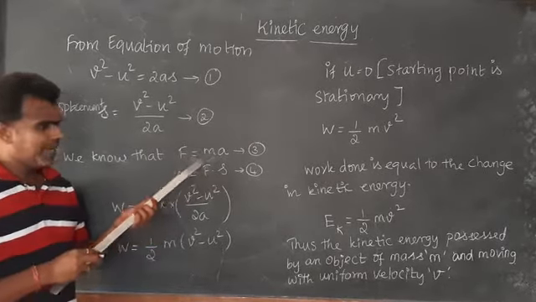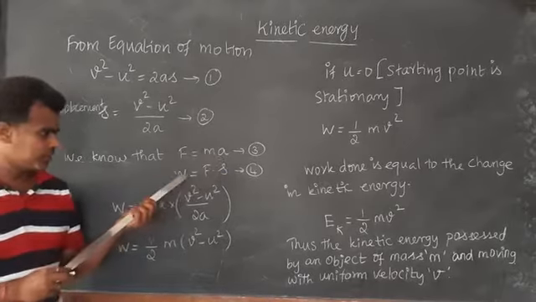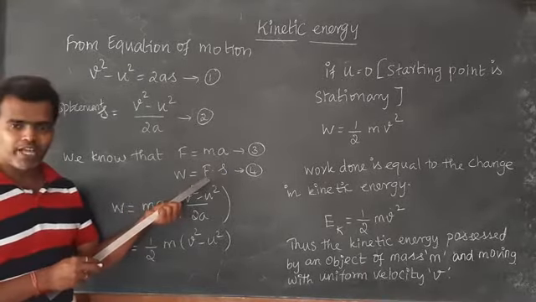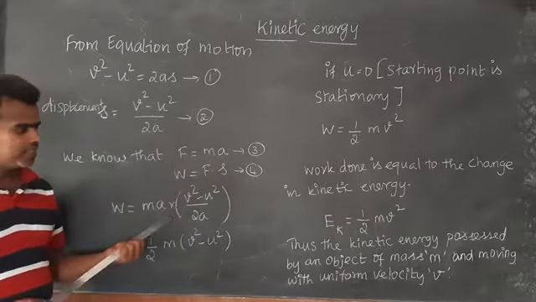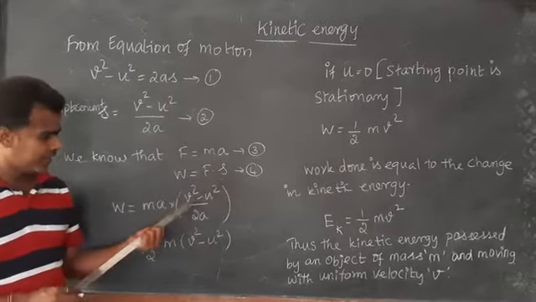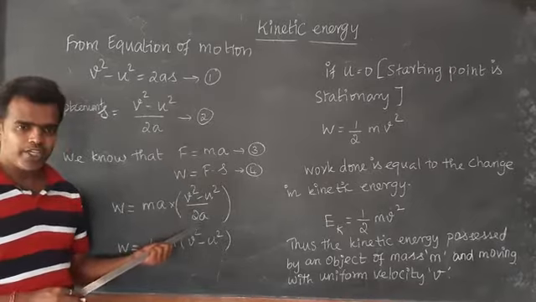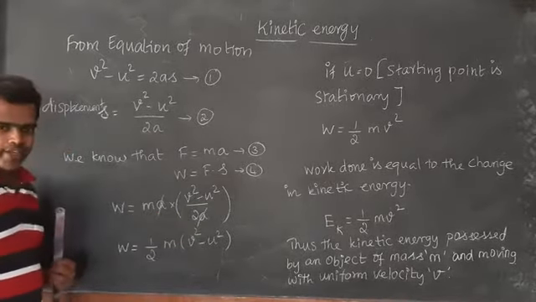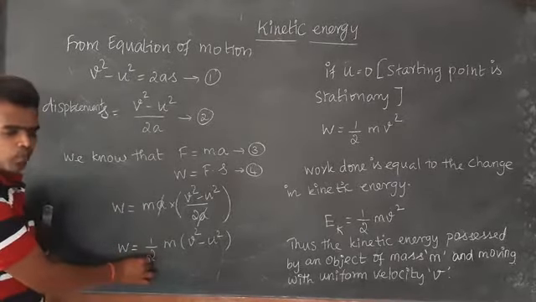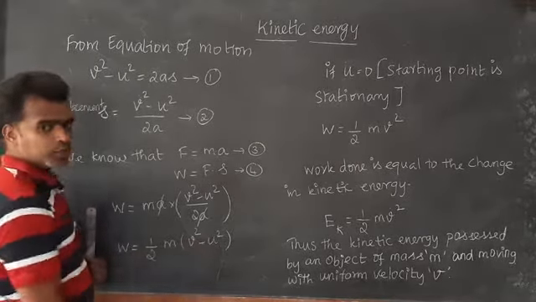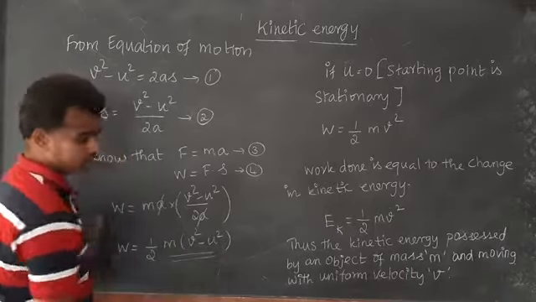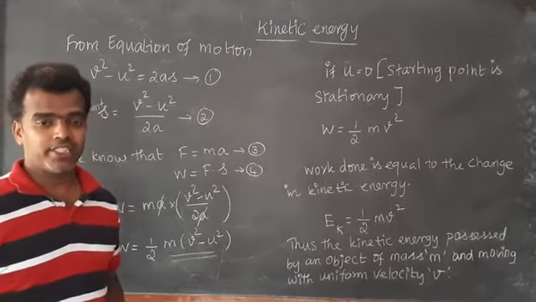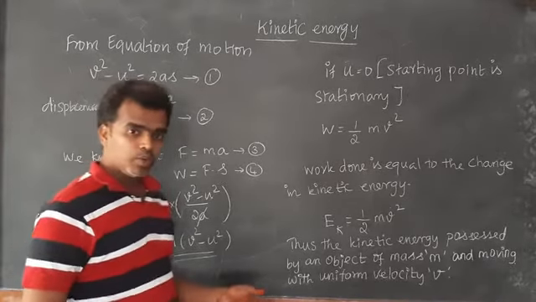Here we have work done, W is equal to F into S. What is F? Mass into acceleration. So for W, instead of F we write mass into acceleration, and instead of S we write v square minus u square divided by 2a. We can cancel this a and this a. Therefore, we have half m into v square minus u square, and this is the change in kinetic energy, which is equal to work done.